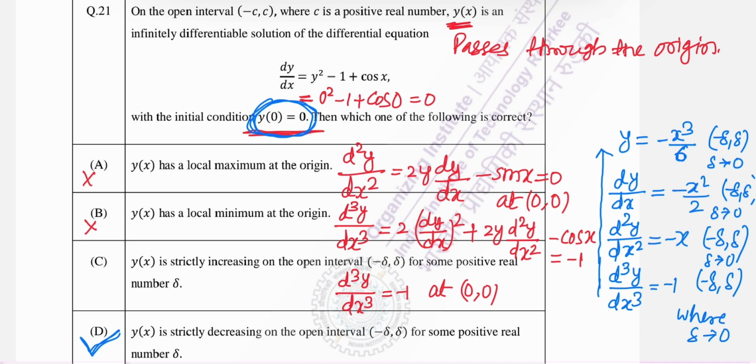And in C you see the opposite statement is written there, so this will be wrong, so our correct option is D. Okay.